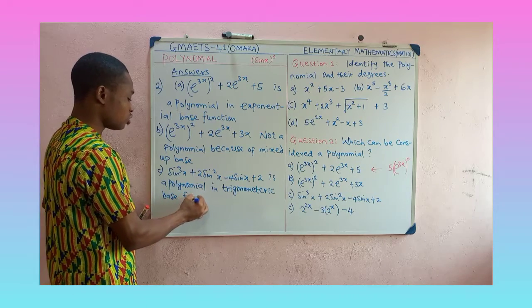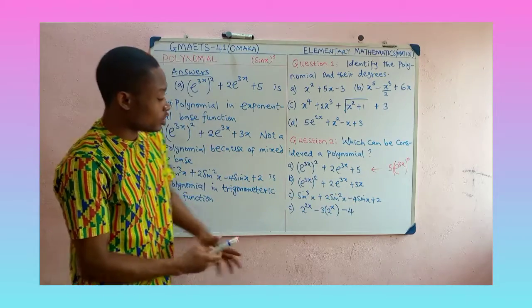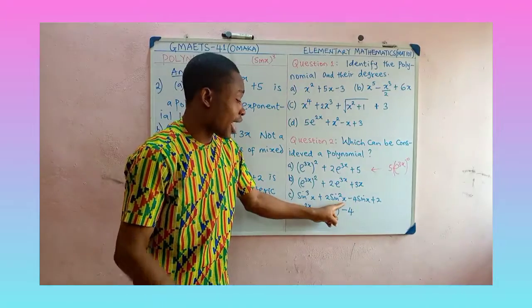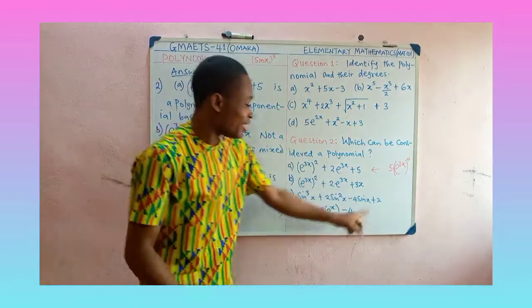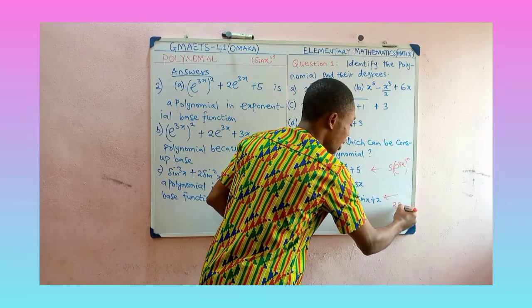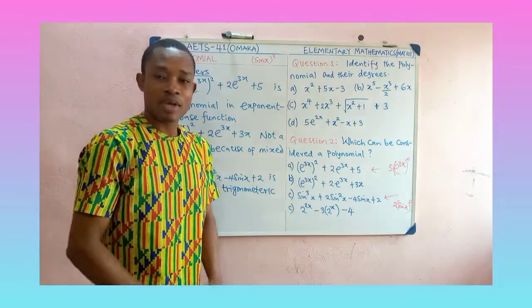Base function. The trig function there is sine. Now if you look at this, I've told you this can be written as sine x all raised to the power 3, 2 times sine x all raised to the power 2, minus 4 times sine x raised to the power 1. Then this 2 is the same as 2 times sine x all raised to the power what? 0. Does that make sense?